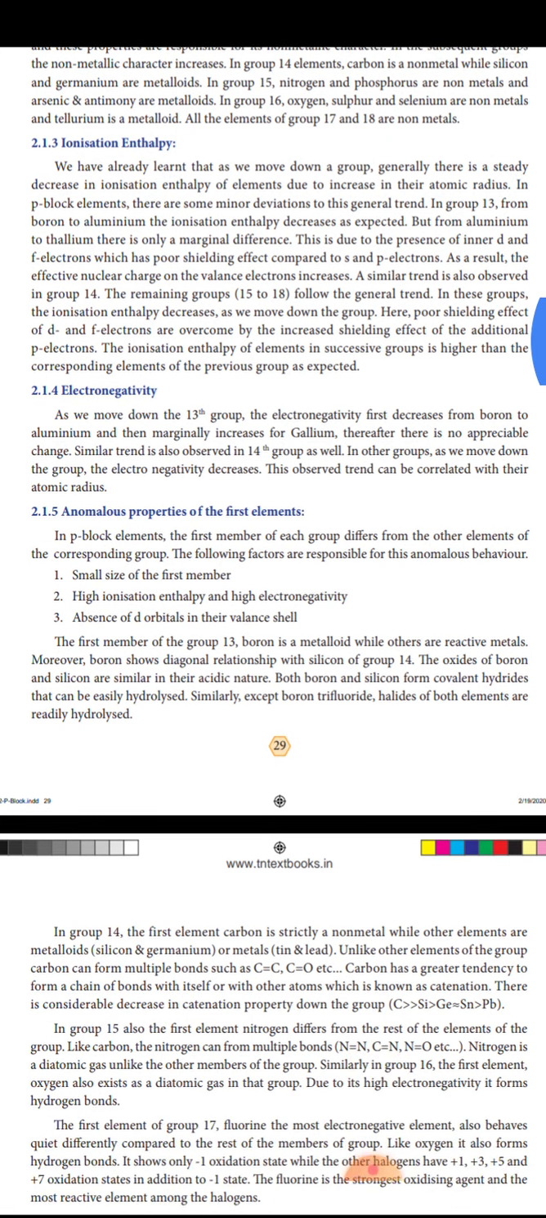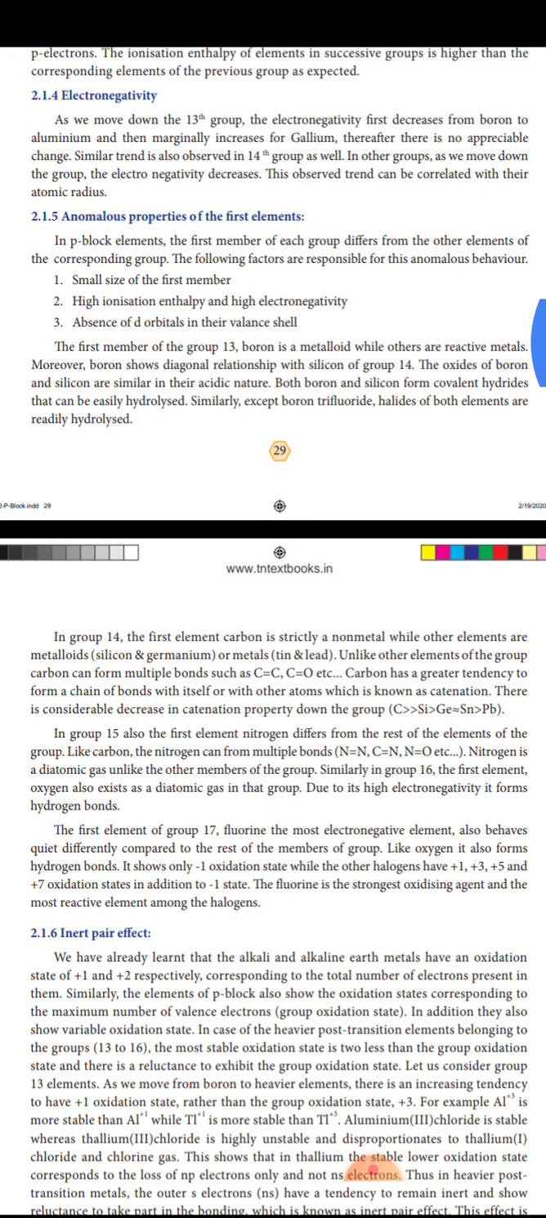Then electronegativity. As we move down the 13th group, the electronegativity first decreases from boron to aluminum and then marginally increases from gallium. Thereafter, there is no appreciable change. Similar trend is also observed in 14th group as well. In other groups, as we move down the group, the electronegativity decreases. This observed trend can be correlated with their atomic radius.